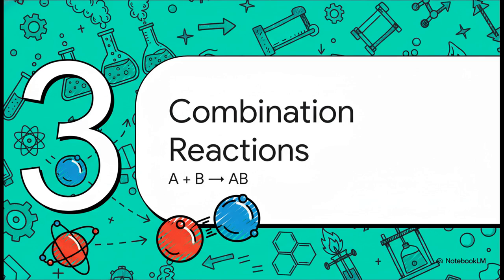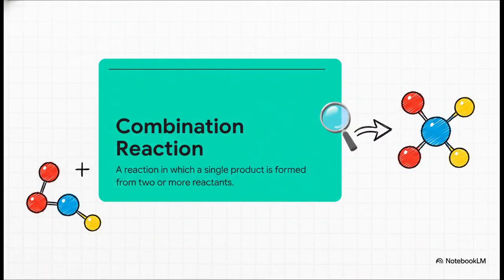Very good. Now that we know how to write and balance equations, let's start learning about the different types of chemical reactions. We will begin with one of the simplest types, a combination reaction. Just as the name tells us, a combination reaction is a reaction where two or more substances, the reactants, simply combine to form one single product.